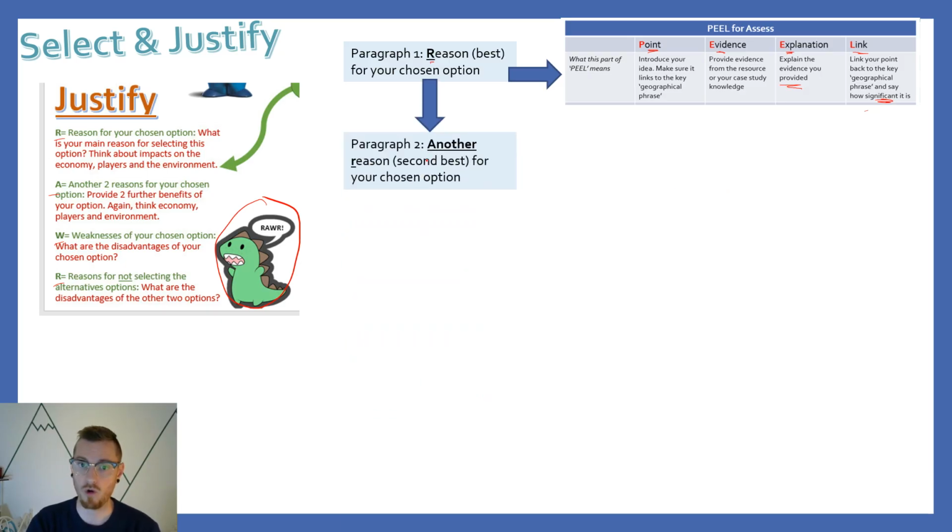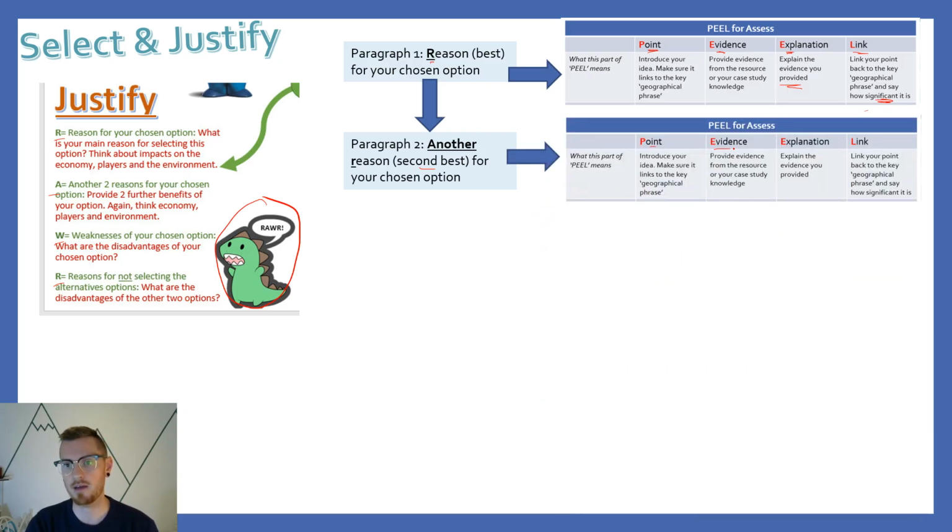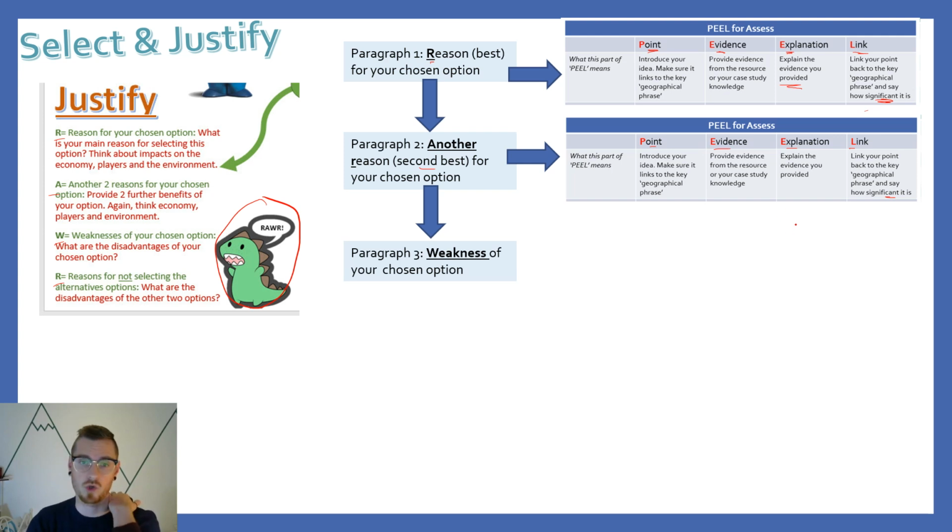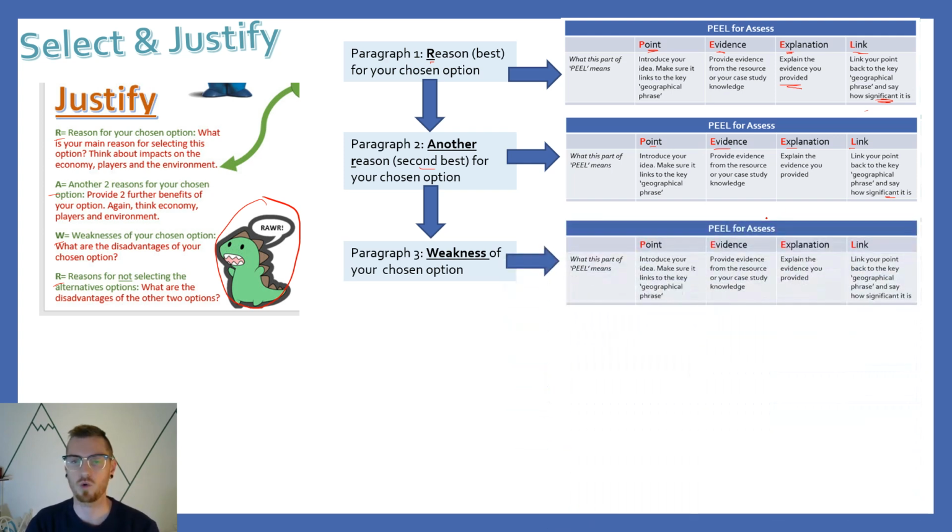Next, RAWR, another reason, second best for your chosen option. So we're going to have 2 fully developed points on why you chose your option. Again, PEEL: point, evidence from the resource, key phrases to explain, link back to the key geographical phrase of the question, and see how important the point is. Next one, what is the main or major weakness of your chosen option? Because nothing's perfect. So whatever choice you choose, say what's also weak about it. However, my choice is not fully sustainable because, and again, evidence from the resource, explain, link back.